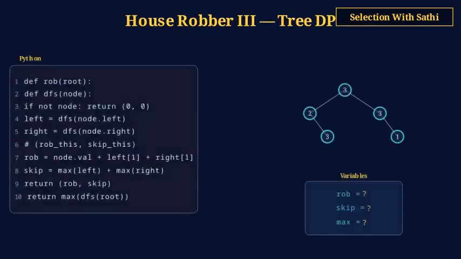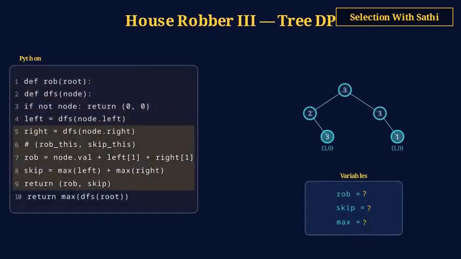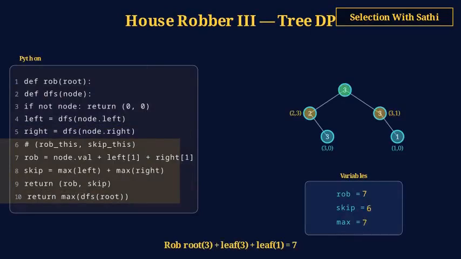How many structurally unique BSTs can be formed with n keys? The answer is the nth Catalan number. The idea, choose each key from 1 to n as the root. If root is i, the left subtree has i minus 1 keys, the right has n minus i keys. The number of left BSTs times the number of right BSTs gives the count for that root. Sum over all root choices gives the total.